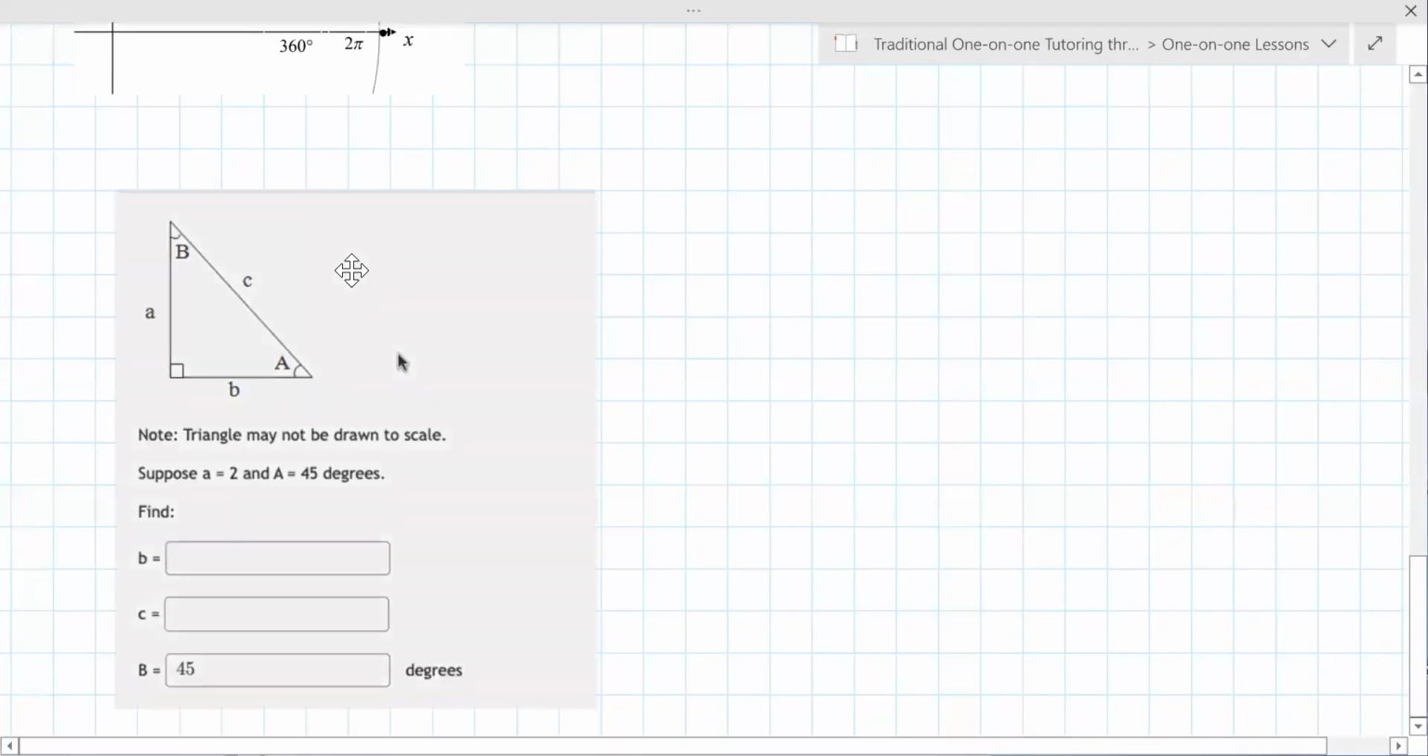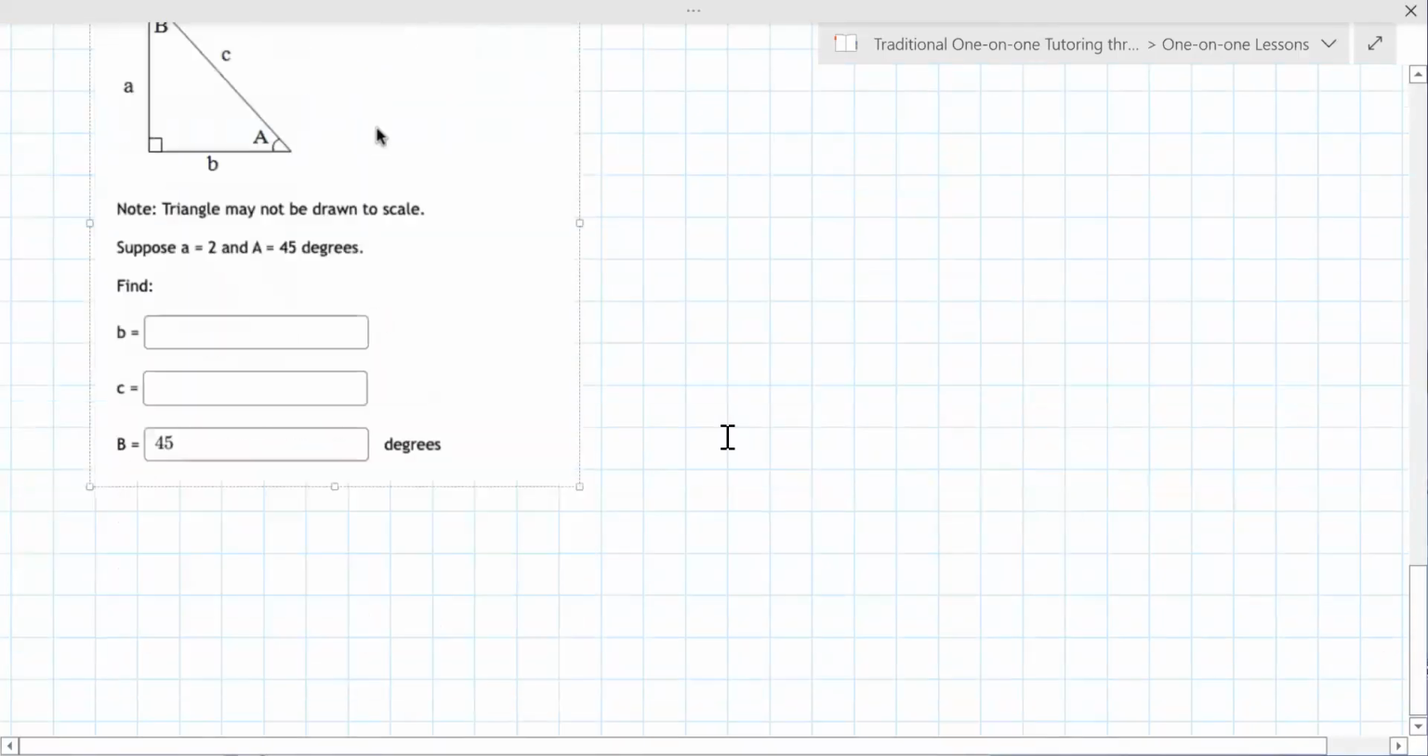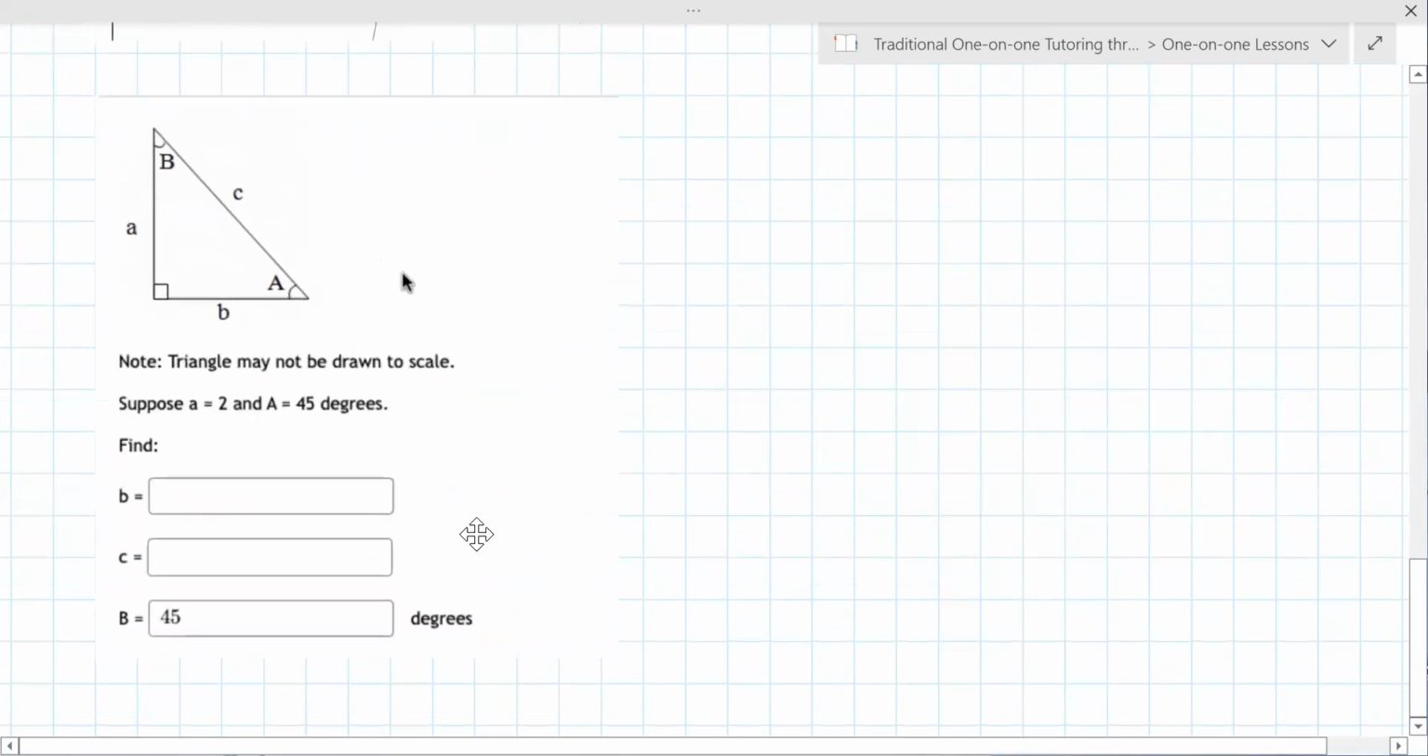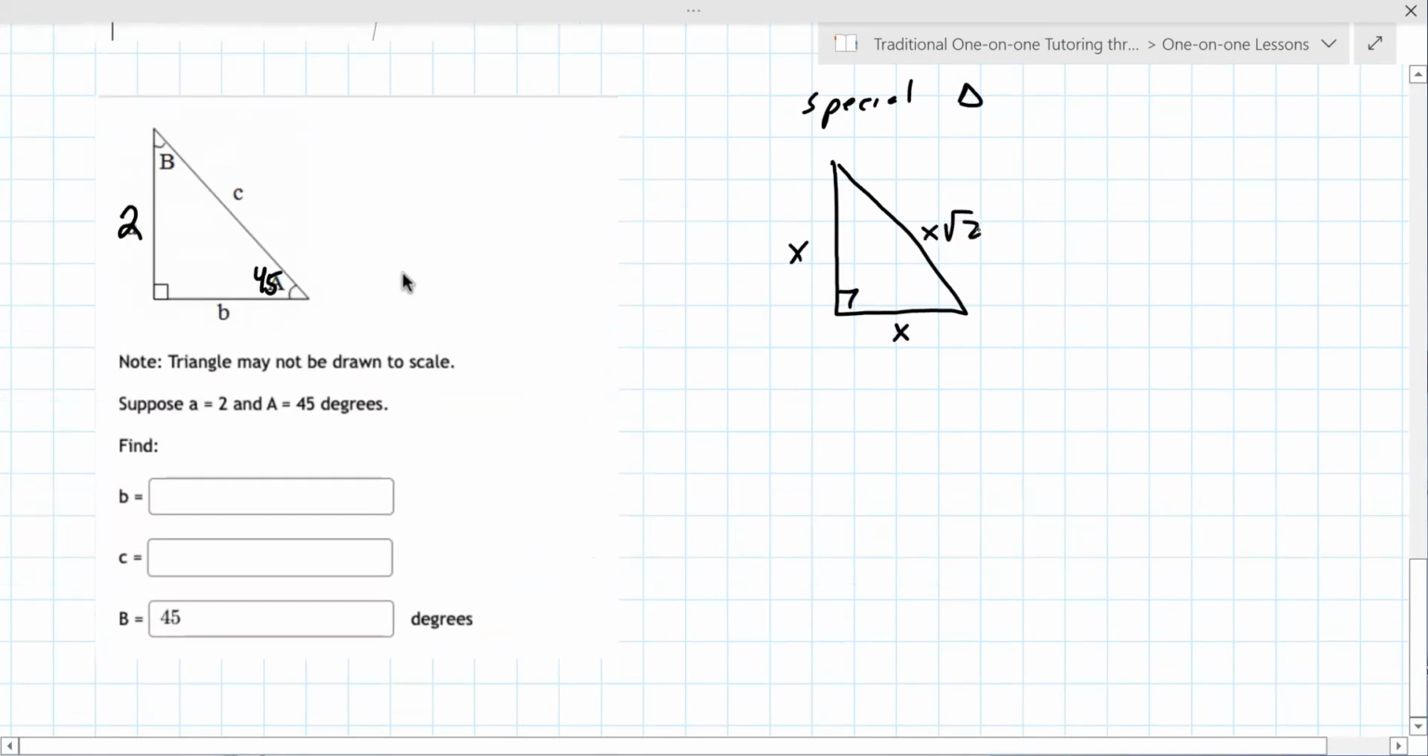Okay, it says this is a triangle, and suppose A is 45. So I like to immediately write that in. A is 45. Great. That means the other angle is 45. And so this is a special triangle. You heard that in class, but what does it really mean? It means that there are known formulas for finding the legs and the hypotenuse. In other words, you only need one side to find all the others.